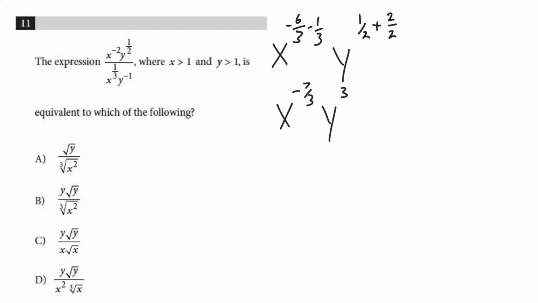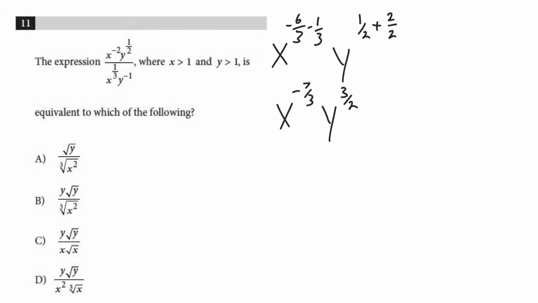So it's going to be -2 minus 1/3. Well, it's going to be -6/3 minus 1/3. Then I have y to the 1/2 minus negative 1, it's going to be plus positive 1, or plus 2 halves. Okay, so I'm going to have x to the negative 7/3, y to the 3 halves.